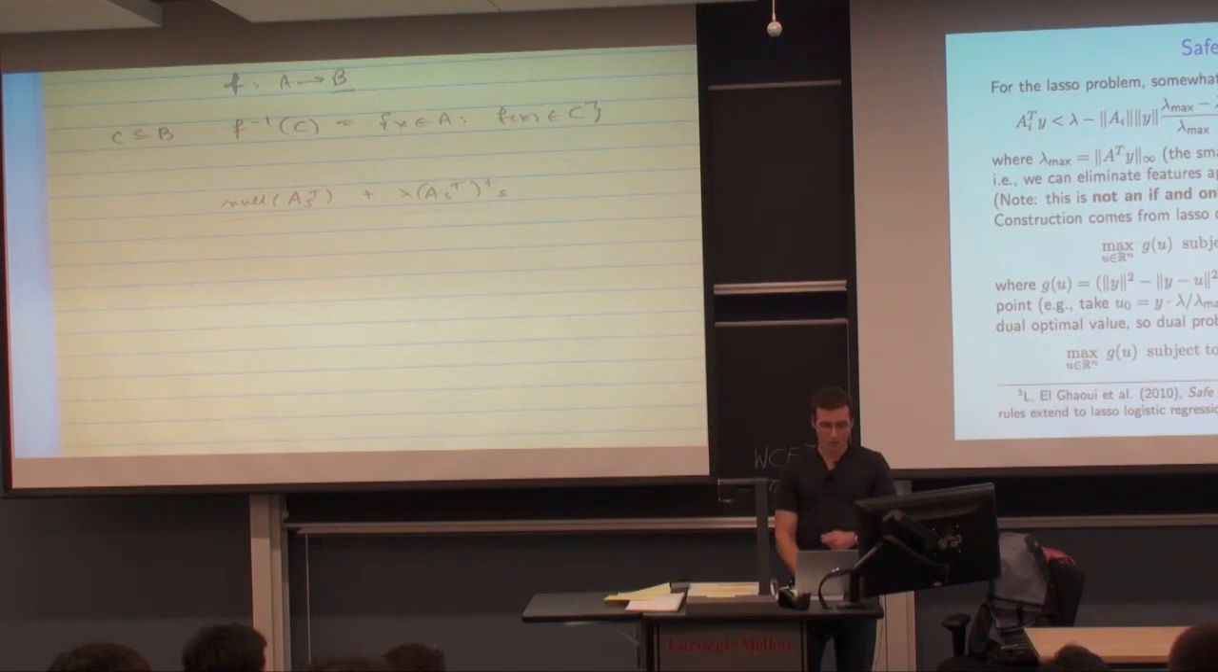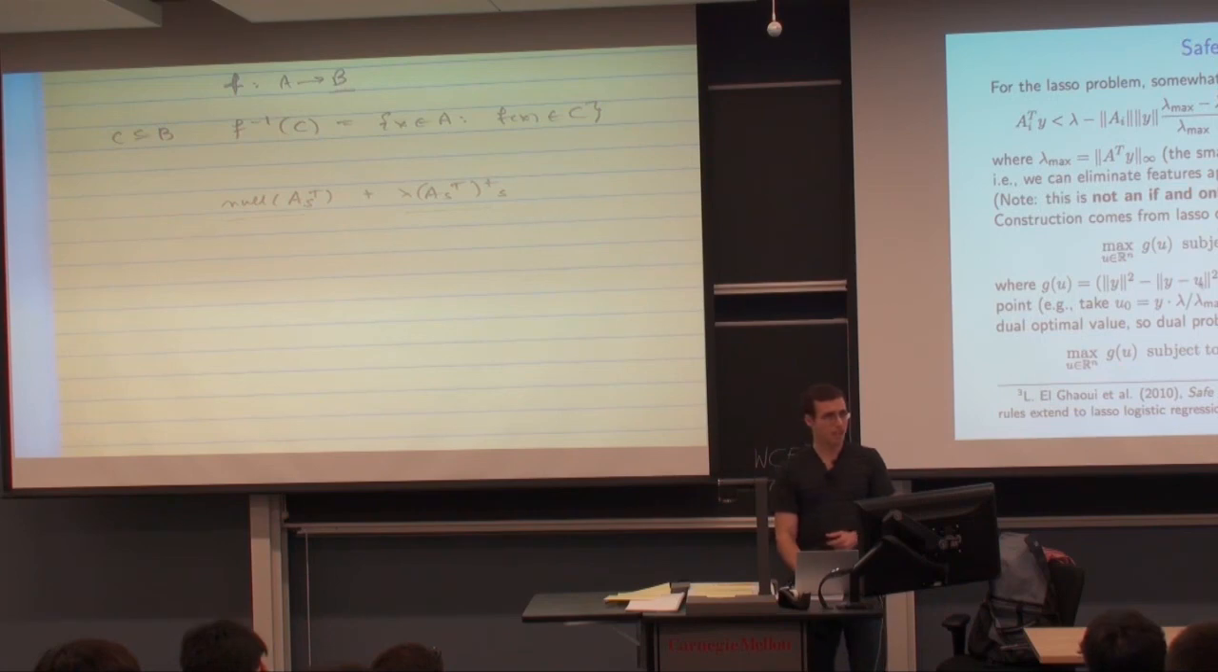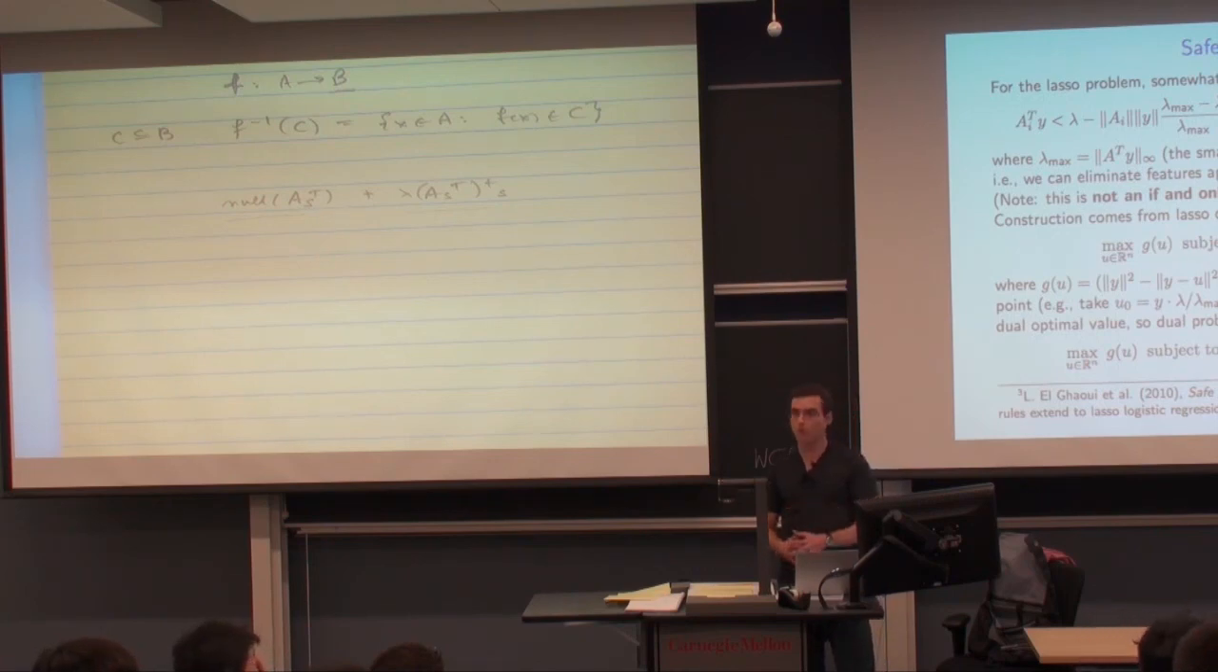So we start off by saying, let's suppose that u0 is a dual feasible point. So I just have any point that satisfied these constraints. For example, I could take y and scale it by lambda over lambda max, and that would give me something that satisfies the constraints. Then the value of the criterion at u0 provides a lower bound for the dual optimal value. Right, I'm doing a maximization problem, so I can lower bound it by just evaluating at a feasible point.